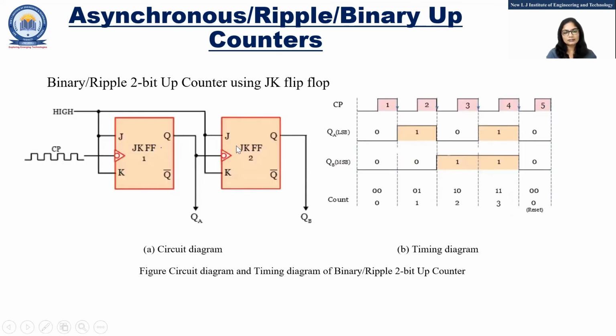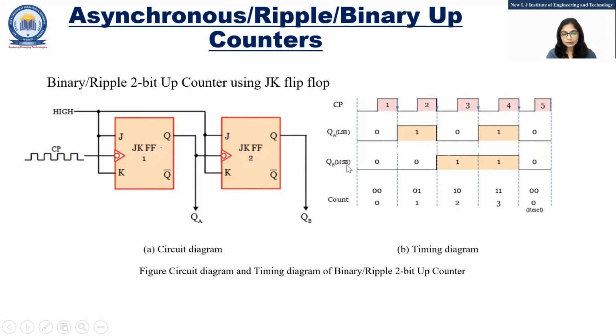Like this way, you can design a 2-bit binary up counter using JK flip-flop. As I told you, for a 2-bit up counter, 2 JK flip-flops will be used. Here, this is the clock pulse which I am applying to flip-flop number 1, negative edge triggered. So at the negative edge, this output Q will change its state. QA will change its state from 0 to 1 because initially it is 0.